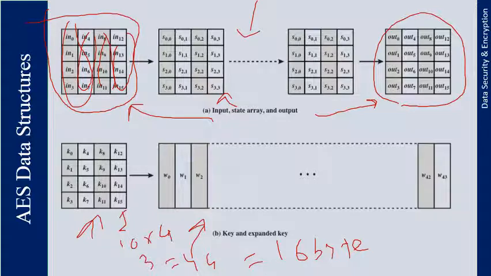Similarly, the first 4 bytes of the expanded key, which form a word, occupy the first column of the matrix W, and so on.